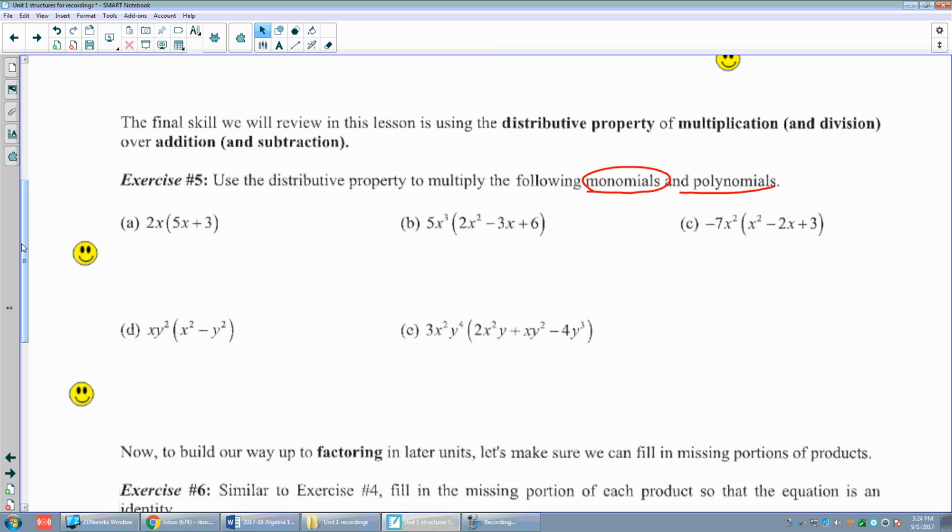So let's do it. 2x times 5x, 10x squared. 2x times positive 3 is positive 6. Oh no, what do I do? There are no x's with the 3. Oh, that's right, you just put an x there. Phew. Okay.